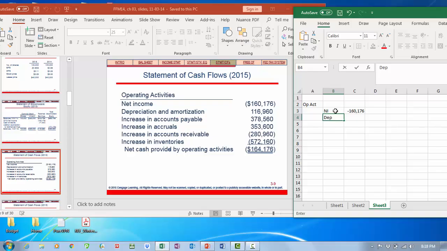Depreciation and amortization, again coming from the income statement, that's an expense, 116,960.